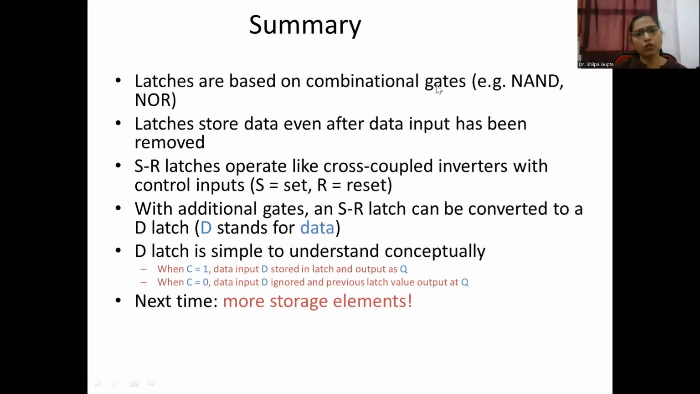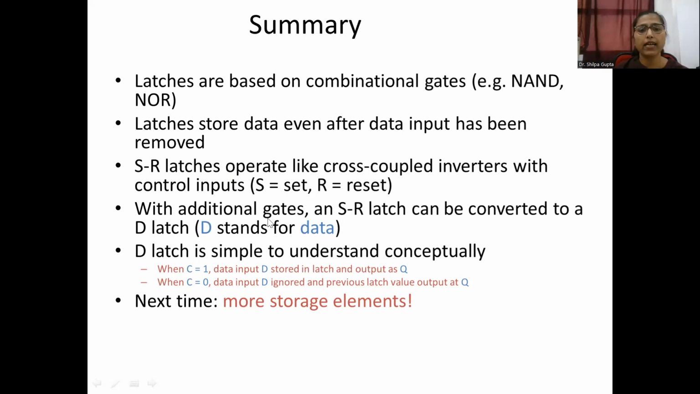So latches are based on combinational gates, as we have already seen that they depend upon either NAND gate or NOR gate, and we can make them through basic gates as well. But generally we make them through NAND gate or NOR gate. So we have discussed only two designs. Latches store data even after the data input has been removed, until and unless we provide another clock or another input. The data doesn't get removed from those latches. Our latch operates like cross-coupled inverters which control inputs, that is S and R. S is called the set input and R is called the reset input.